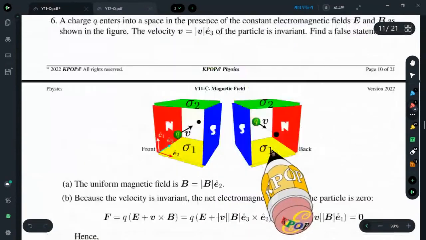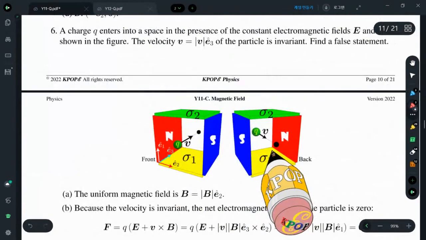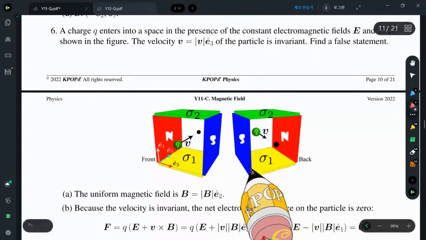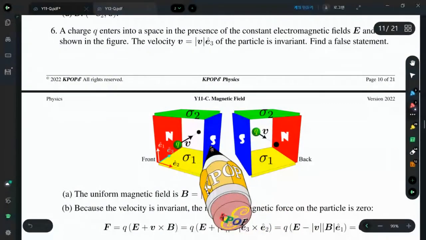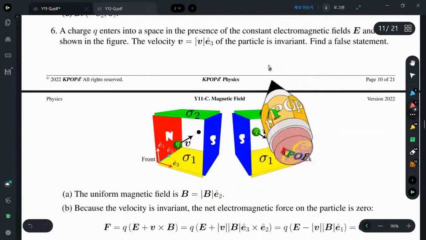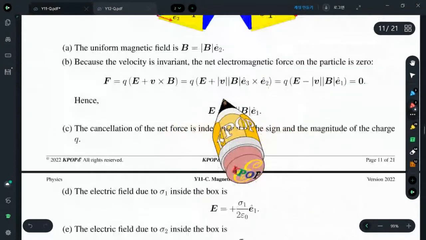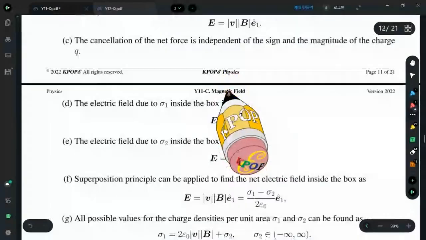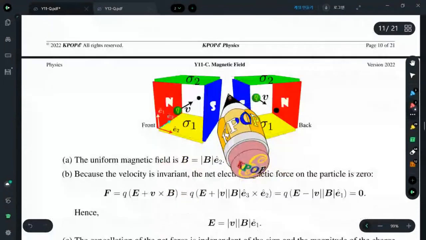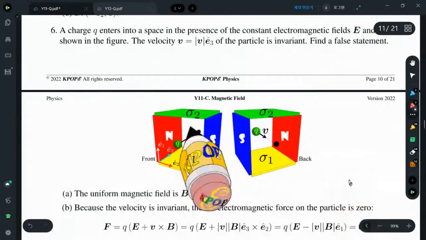Next problem, 6. Wait a second. Okay, let me finish this. Let me finish this problem 6.